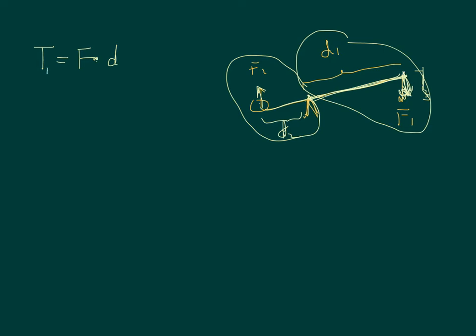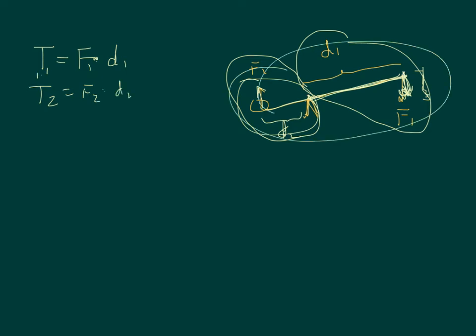That torque has to be equal to this torque. So this was F1 times D1, and torque 2 is F2 times D2. Those two torques have to be equal to each other to keep this in equilibrium. And that is all there is to lever problems.